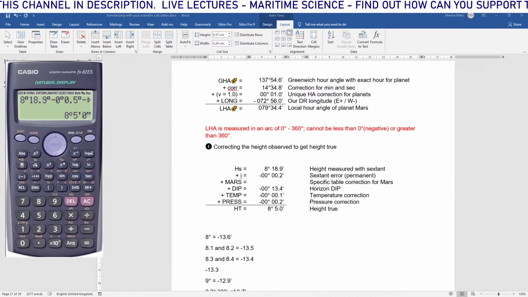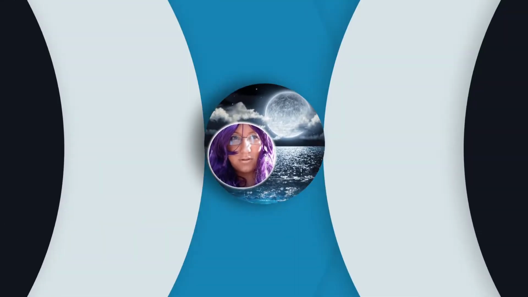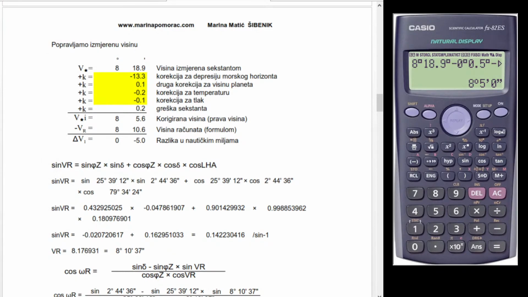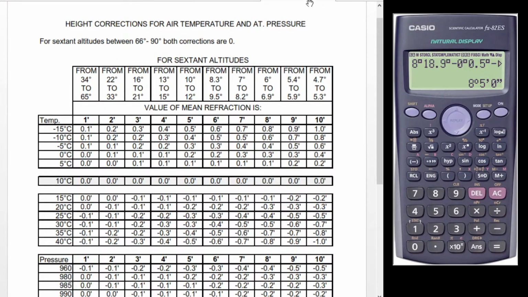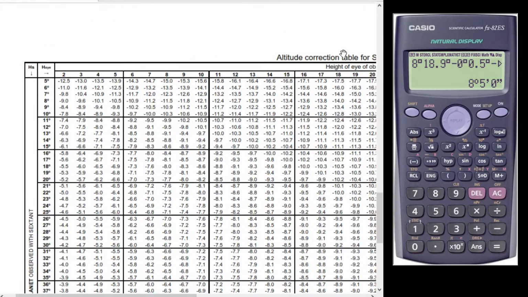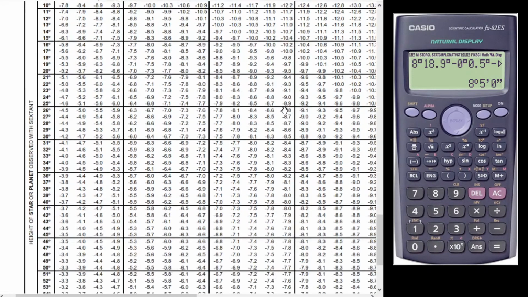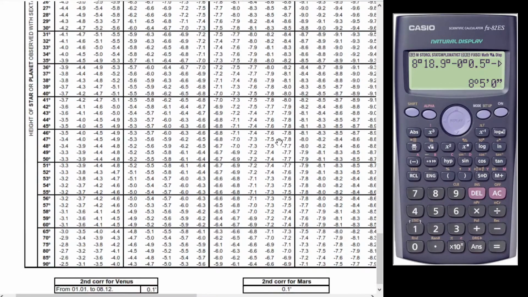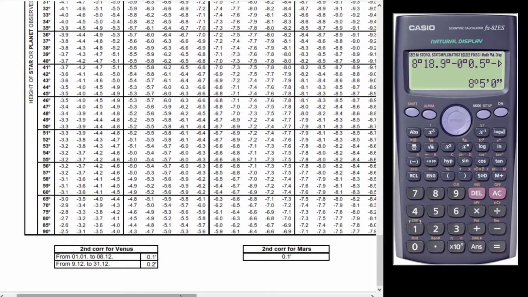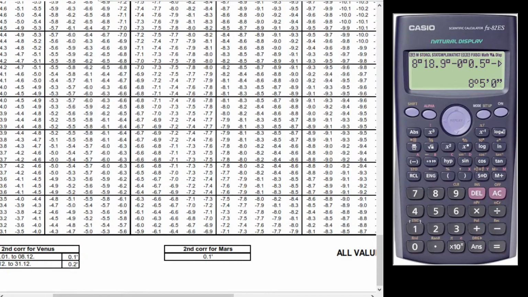I'm going to show it in PDF. Let me show you the height correction. Where's the height correction? Table of corrections. Yes. On the bottom, you see here, Mars is unique and it has its own tiny unique correction always. So always second correction for Mars for calculated or measured height is 0.1 positive.